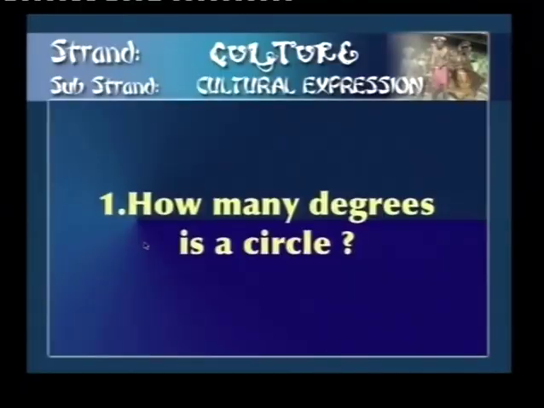Okay, question number 1, please. 8Cs and receiving students, can you answer that? How many degrees is a circle? Can you answer that into your exercise book, please? How many degrees is a full circle? Not half a circle, the whole circle. How many degrees is it?